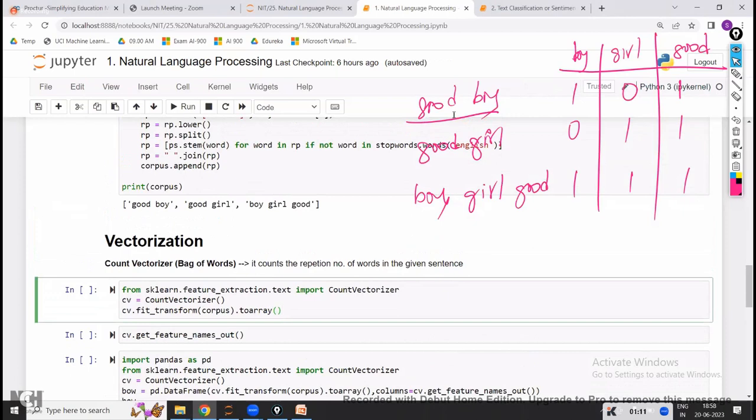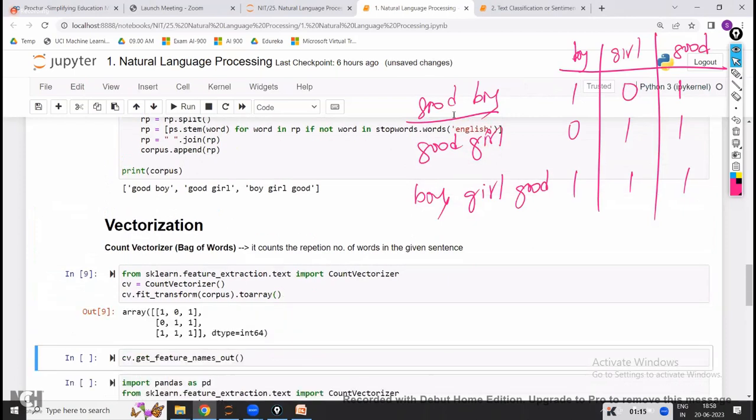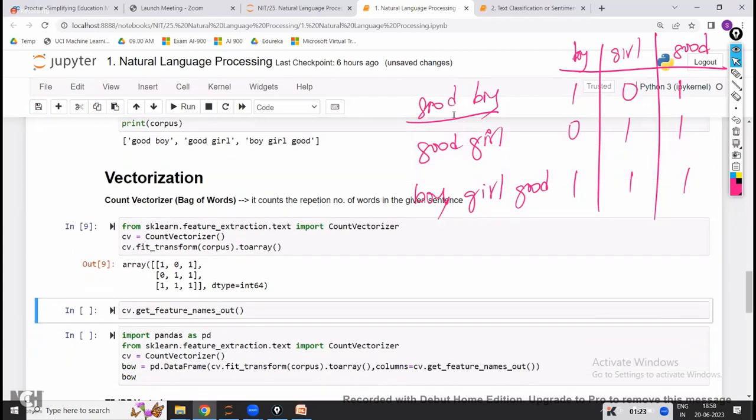Corpus is nothing but this one, that is good boy, good girl, and boy girl good. I'm going to apply this one, and I have got the output as 1, 0, 1, 0, 1, 1, 1, 1, 1. Can you see? Now, here, sir, it is showing as an array, but where are the column names? If you want to see the column names, you have to use cv.